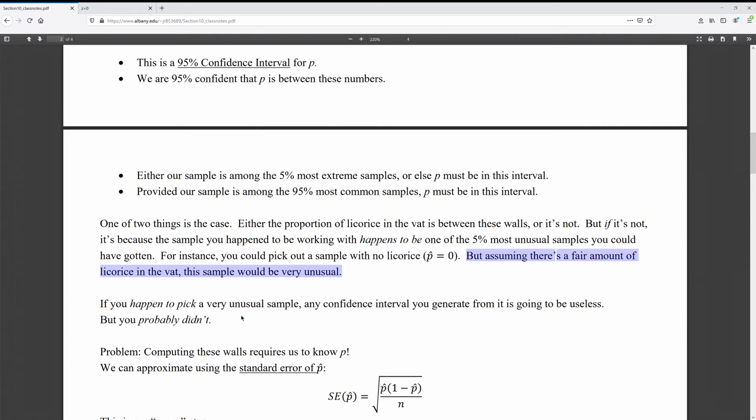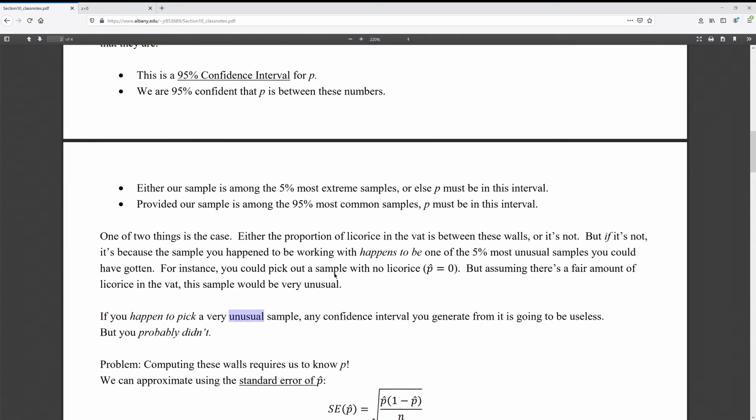If you happen to pick a very unusual sample, any confidence interval, and indeed any conclusions whatsoever that you get from that statistic are going to be useless. But you probably didn't. That is what unusual means, right? So there is a brief course in what it means to be 95% confident of something. We have a bigger problem.